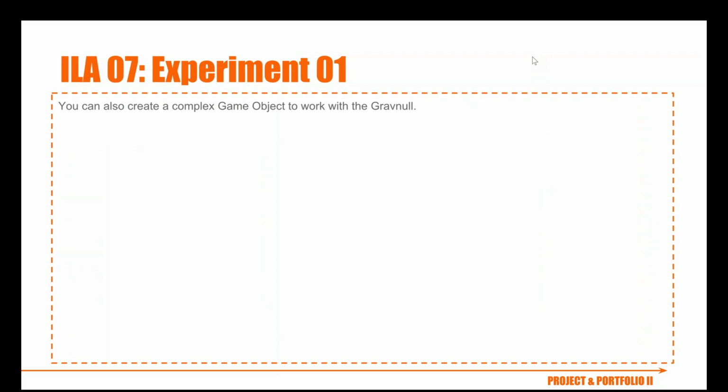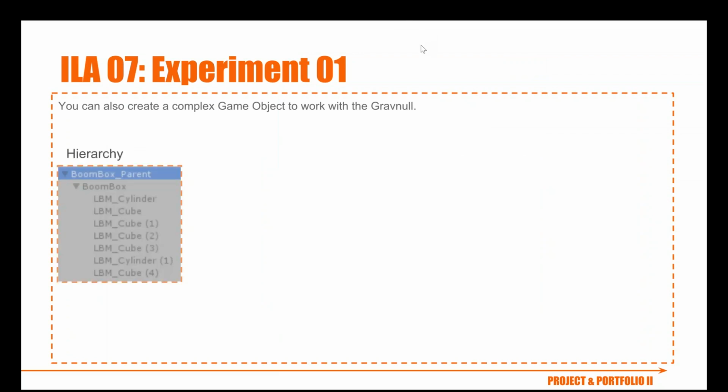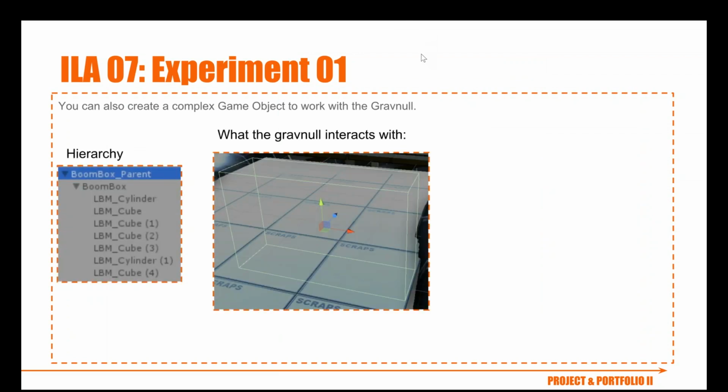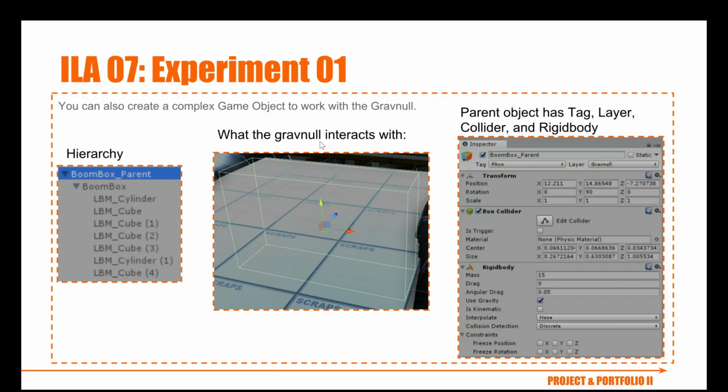All right, so now that we have just a single base object, if you want to have a cube work with the Gravnull or a cylinder or something like that, you can also create more complex looking objects visually that can work with the Gravnull. All right, so you might see when you play your Scraps intro scene that there's that boombox that starts out right there for the player. So breaking it down, this boombox parent, this is what the Gravnull is actually picking up and interacting with.